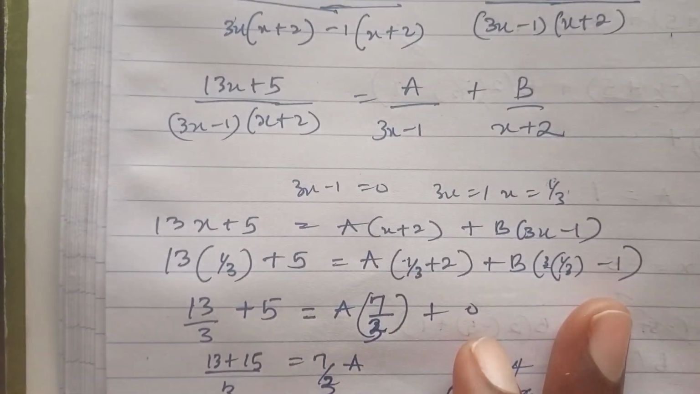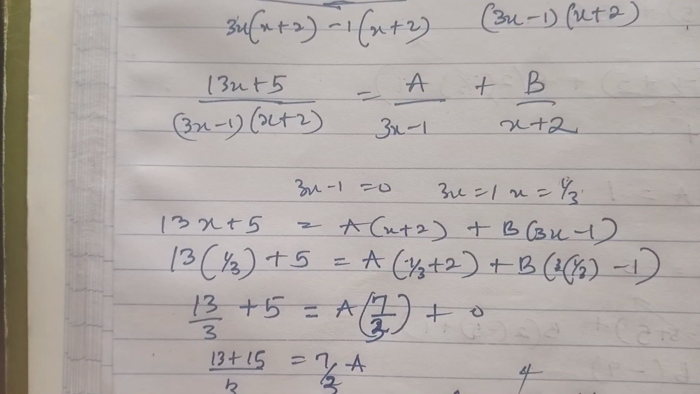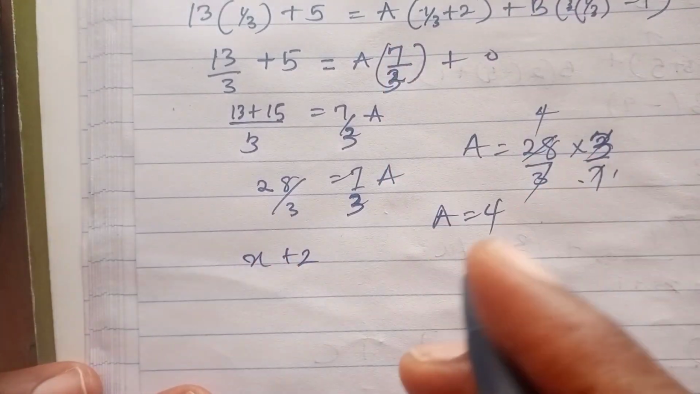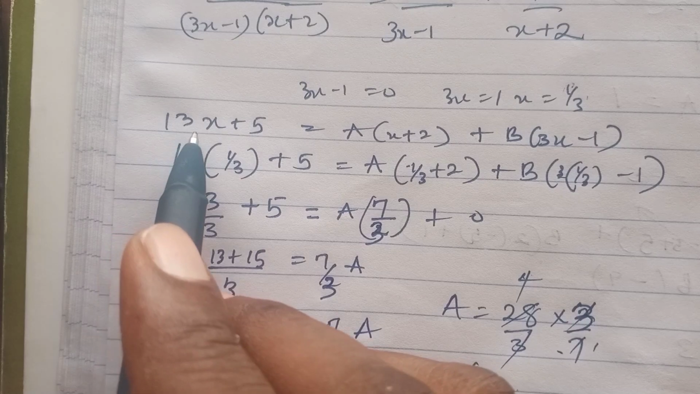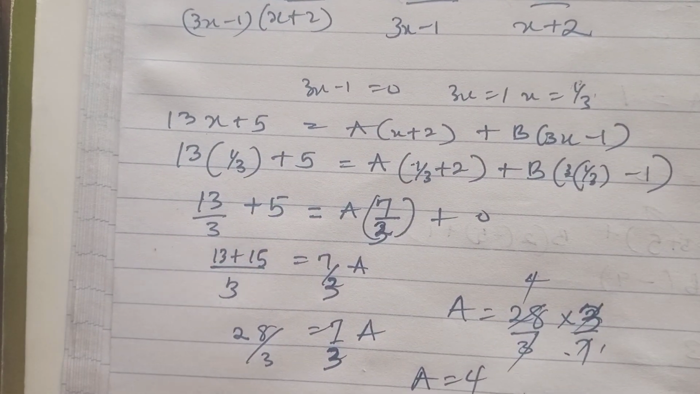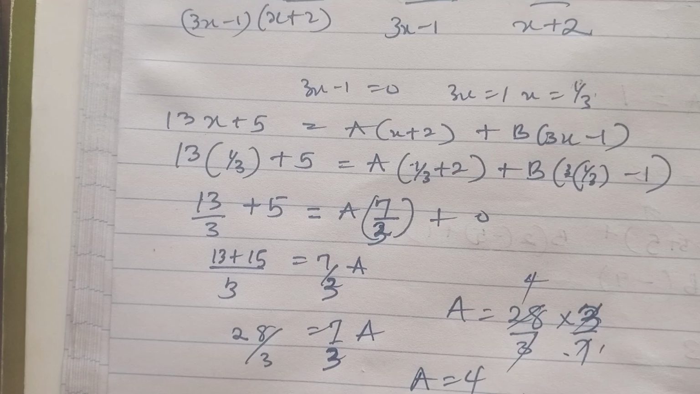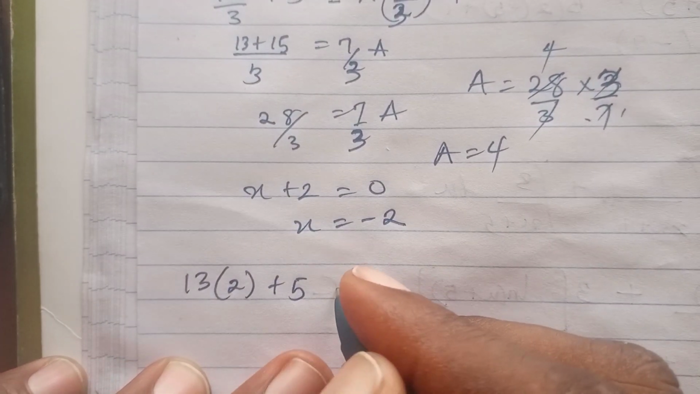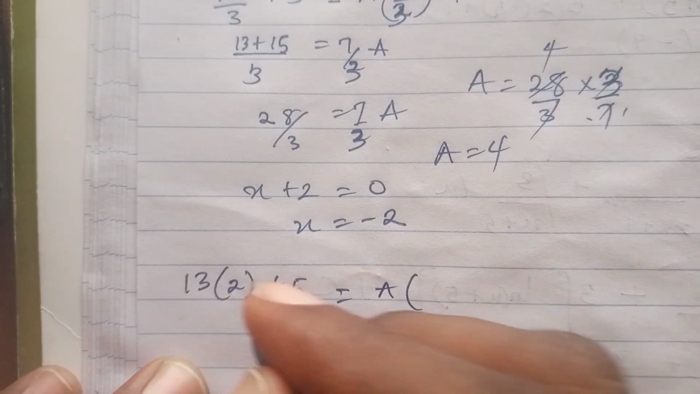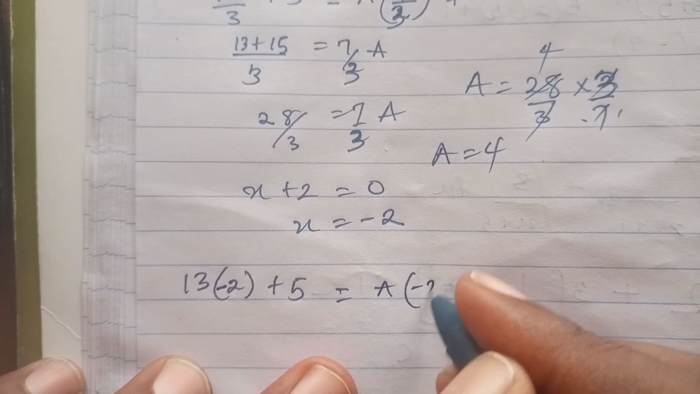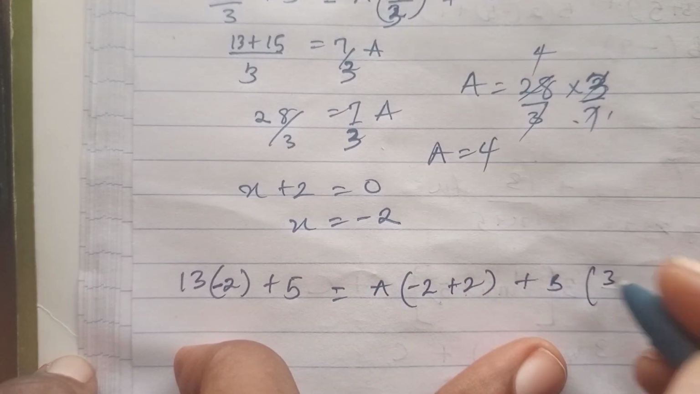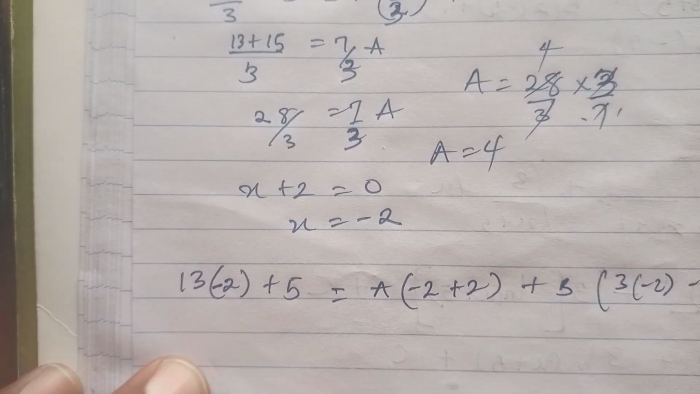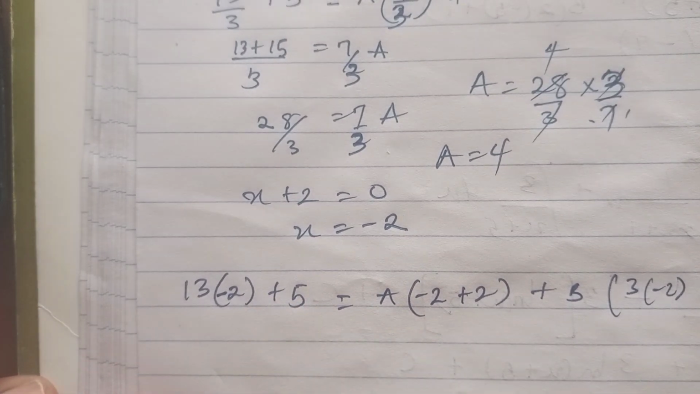Now to get b, we'll put its denominator to be 0. So x plus 2 equals 0, so x equals minus 2. So we write out our expression: 13 into minus 2 plus 5 equals a into minus 2 plus 2 plus b into 3 times minus 2 minus 1. So we have 13 times minus 2 is minus 26. Minus 26 plus 5 is minus 21.